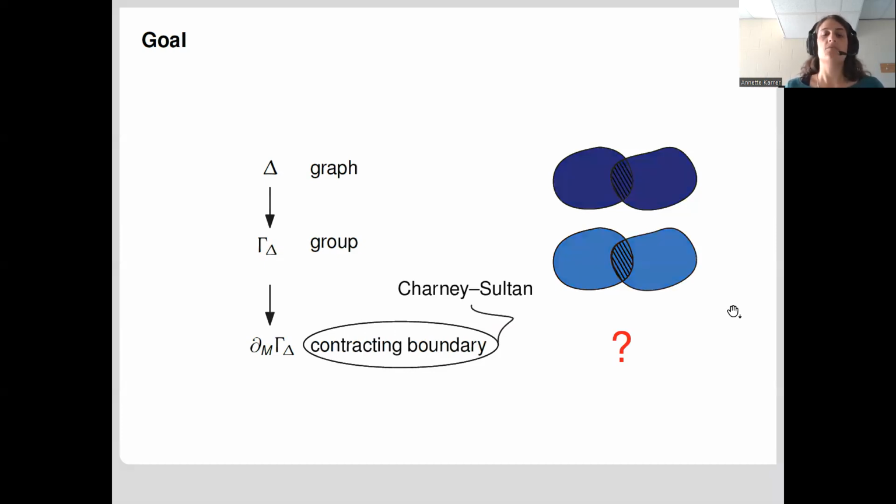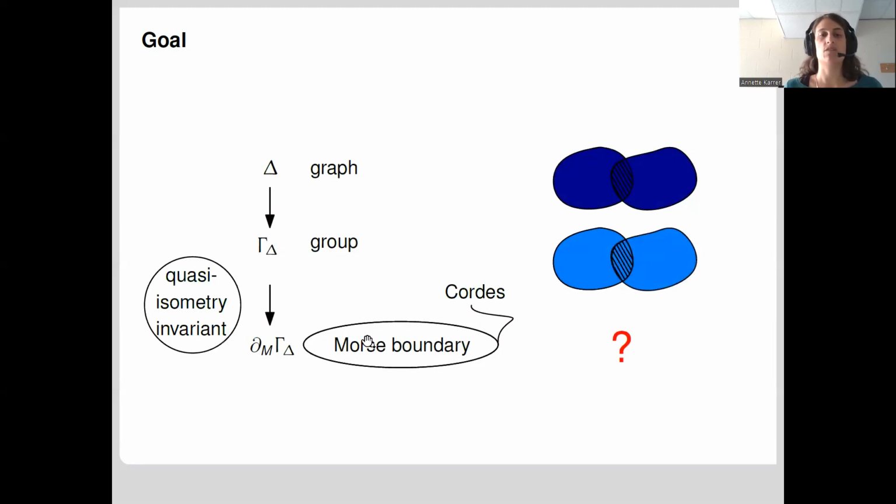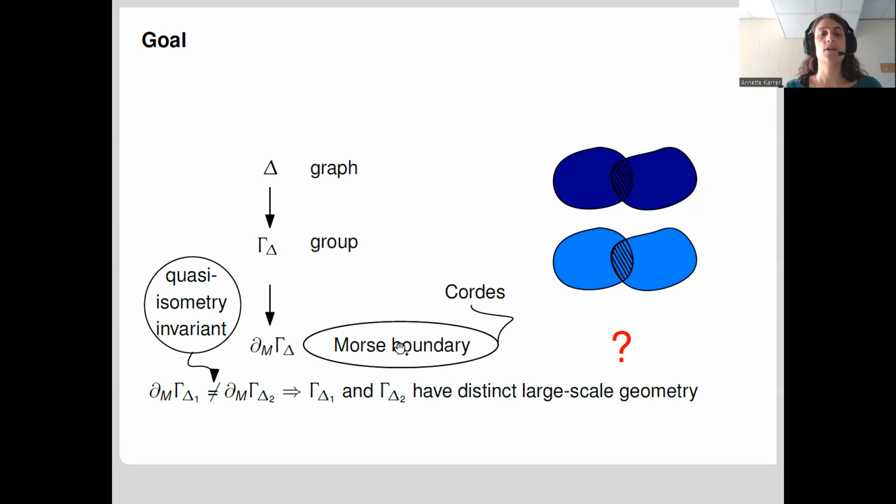The Morse boundary was introduced by Charney and Sultan as a contracting boundary and was generalized by Matthew Cordes to the Morse boundary. It is a quasi-isometry invariant, and this is interesting for us in particular because of the following. If we have two groups, which are right-angled Artin or Coxeter groups, and their Morse boundaries are distinct, then these groups have distinct large-scale geometry. So the Morse boundary here is a tool to distinguish those groups.